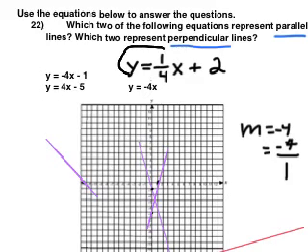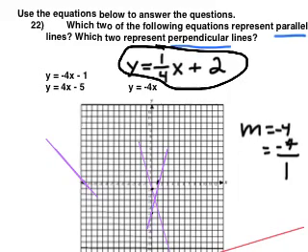All right, the last one to try then would be this one here, to see if that's perpendicular. So the intercept you can see is 2 right there, and the slope is 1/4. So we go up 1 and over 4. 1, 2, 3, 4, right to there.